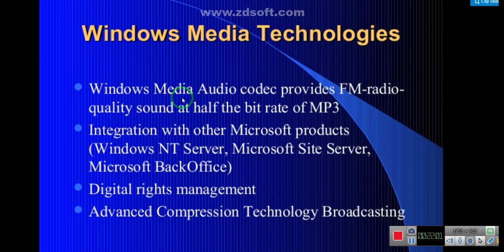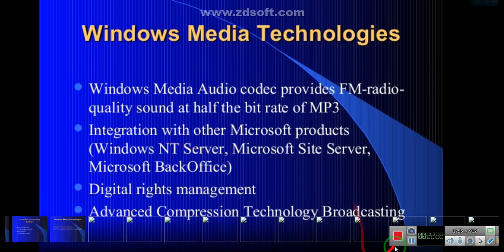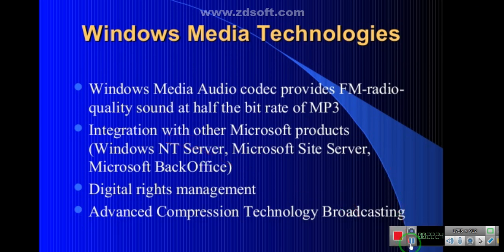Windows Media audio codec provides FM radio quality sound at half the bit rate of MP3. It offers integration with other Microsoft products like Windows NT Server, then digital rights management and advanced compression technology. So in Windows Media we have these features, and we can use them there.